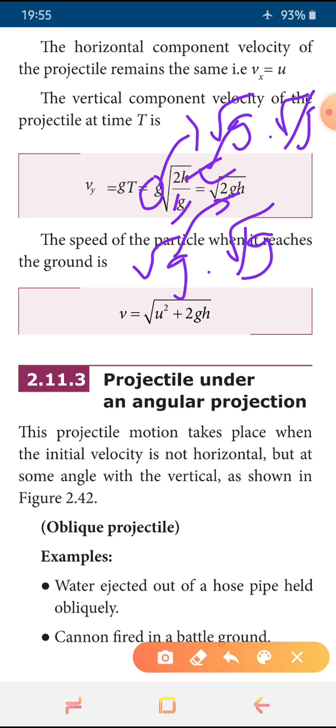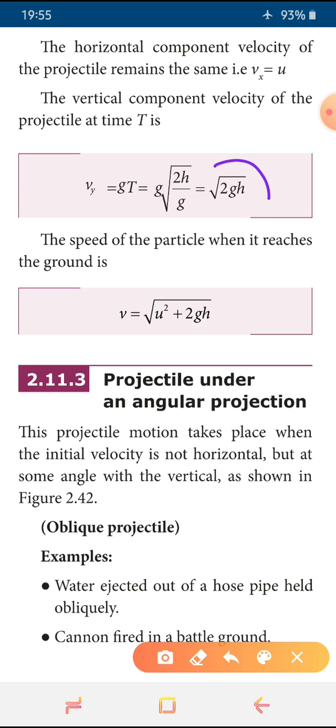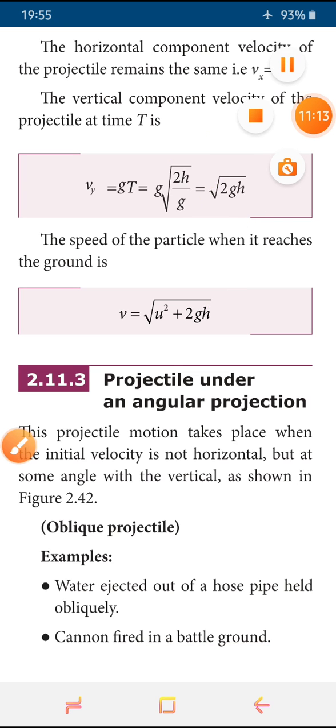Okay, and now we are substituting that here instead of v. Then v is equal to square root of u square as it is, then g square t square becomes 2gh. The square root cancels, and it is only 2gh. Then we can substitute in that, that is the equation v is equal to square root of u square plus 2gh. This is the answer for speed.